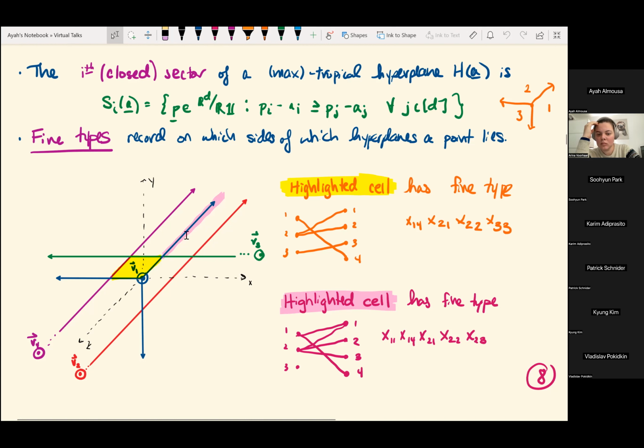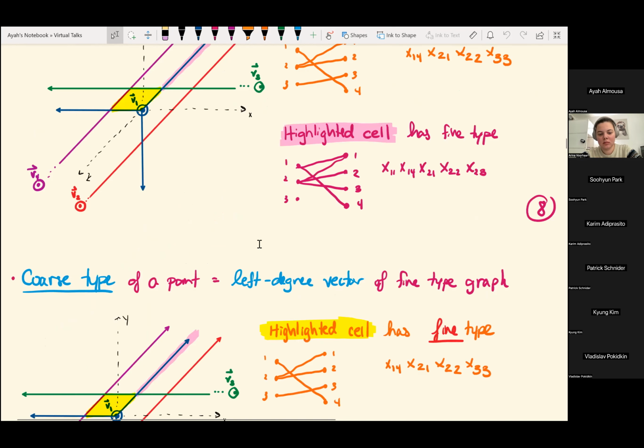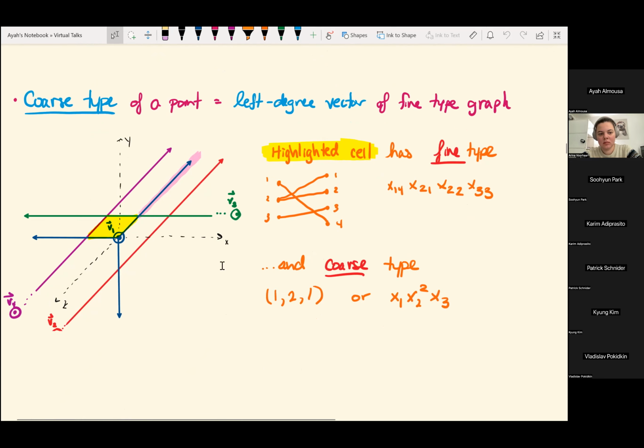Okay, and so the smaller dimensional cells are going to correspond to higher degree things on the right side, or higher degree corresponding monomials. And so, just to make sure that we're reading it correctly, the left index is the right side of the bipartite graph, and the right index is the left side of the bipartite graph. So it's actually flipped from this picture. But okay.